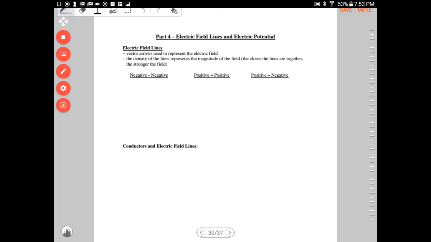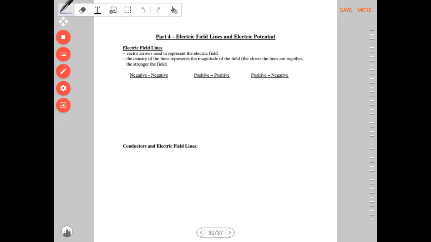Hi everyone, part 4, electric field lines and electric potential. So, electric field lines. Okay, what are these things? These are simply vector arrows used to represent the electric field. We talked about them last time, last section.